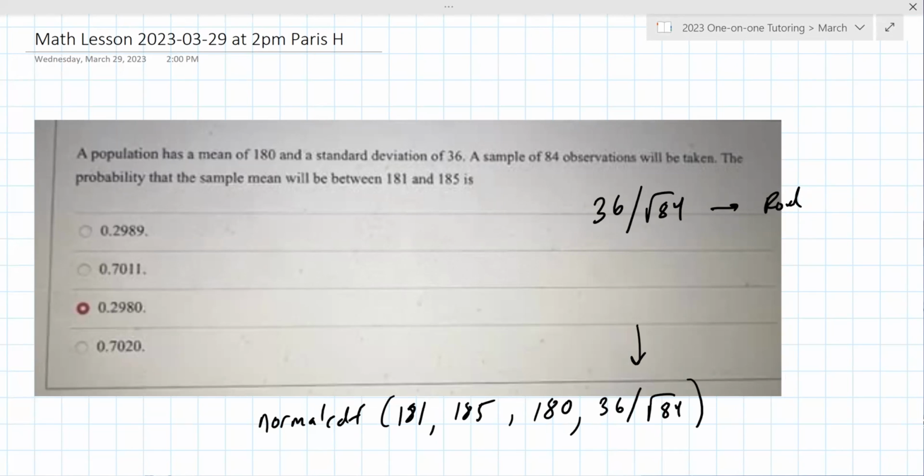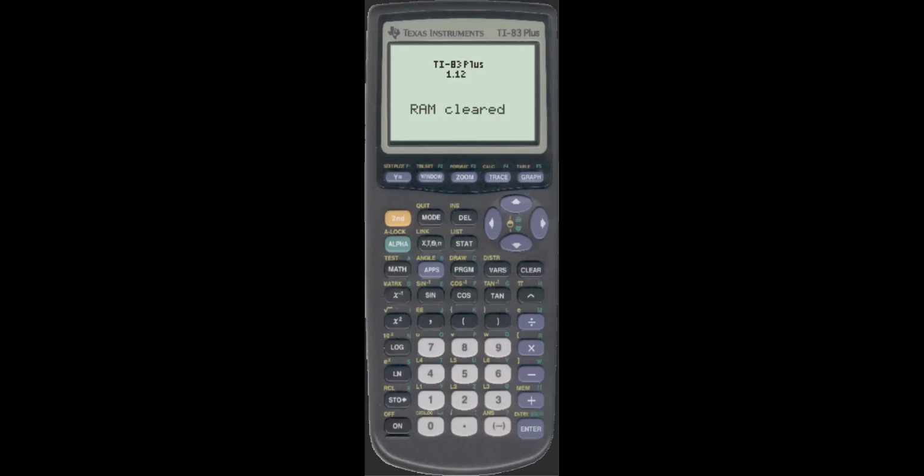Okay. So let me do that. I don't have my calculator up. I'll get that up real quick and show you what I mean by that. All right, so you should be seeing that calculator here shortly. Yeah, you are. Okay. So like I said, you can go 36 divided by the square root of 84.